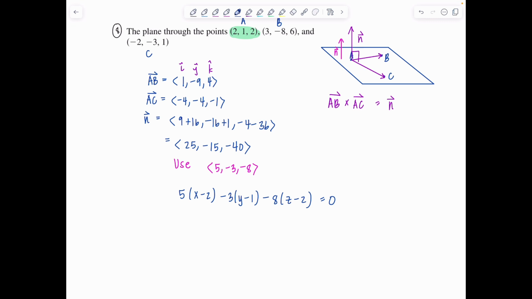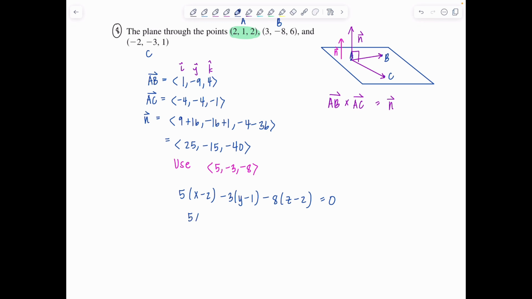You could have picked any other point as well, B or C, and you'll actually get the same exact equation. So the equation of a plane is unique. The equation of a line is not. Like equations of planes, once they're fully reduced and simplified, if we have the same standards, they're unique. Equations of lines are not.